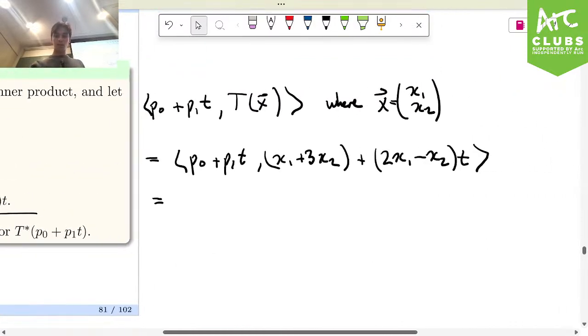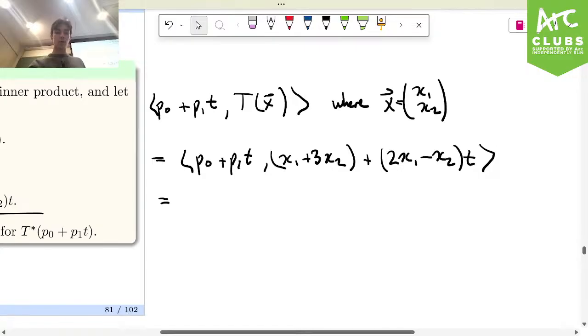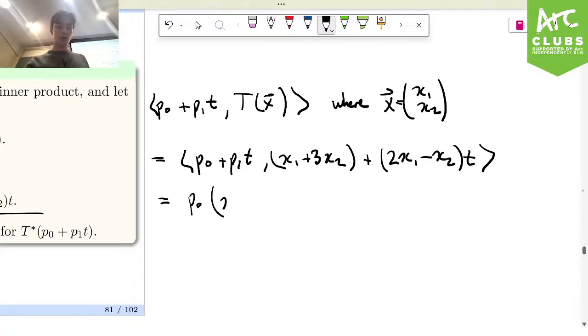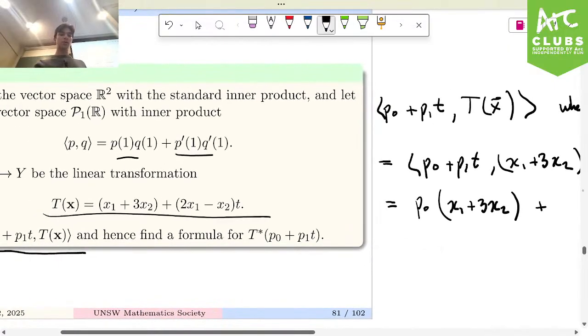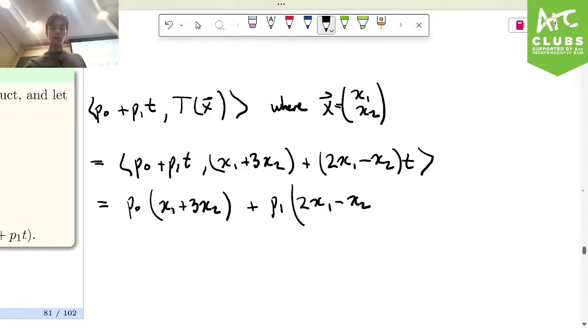Applying this inner product definition, we're going to have the constant term on the left multiplied by the constant term on the right, p0 times x1 plus 3x2, plus, as you can see, the coefficient of t on the left multiplied by the coefficient of t on the right. So p1 times 2x1 minus x2.